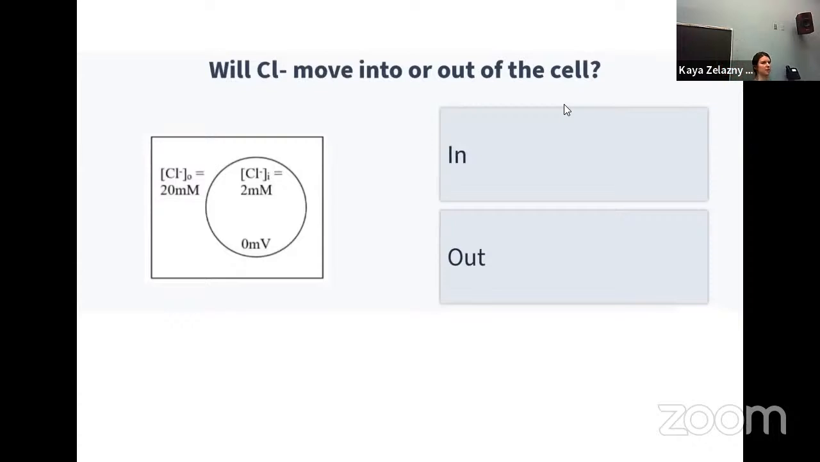Finally, one more, and then we'll get back to the slides you have prepared in front of you. We're going to track a chloride ion. We're going to track a negative ion, an anion, now.